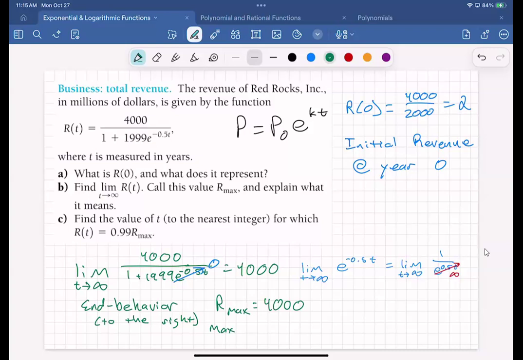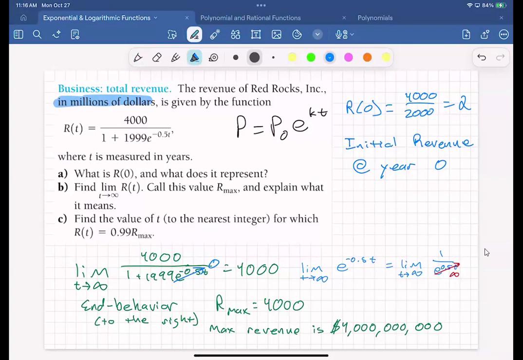So if whoever's looking at this business, Red Rocks Incorporated, the maximum revenue they can get is what? Not 4,000. Be careful there. What would that be? 4 billion, right? Now, keep in mind, how did I remember that piece? This is one of those things that we talked about last week. Always watch for statements like what we have here, in millions of dollars. I think last week we did thousands of dollars. So be careful with how we interpret that.